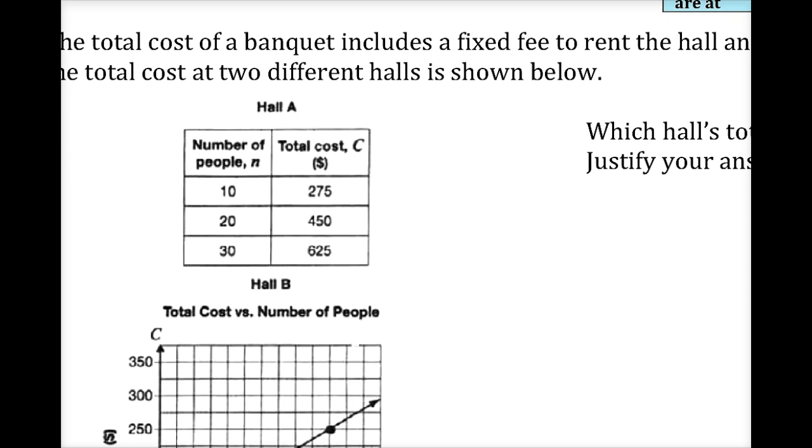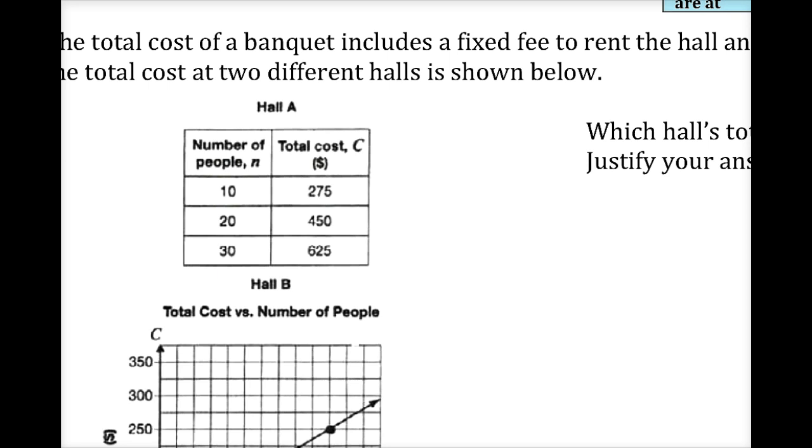So in order to look for the change, we can't use the values that already exist in the table. We can't, for example, just take this 275 and divide by 10 and get 27.50 per person. That would only be true if there's no fixed fee or initial value, which we don't know at this point whether there is one or isn't one. So you can't do that. What you want to look at is the change in the variables.